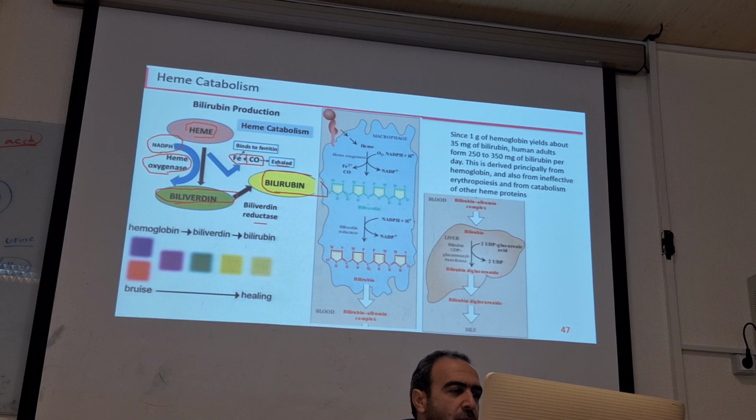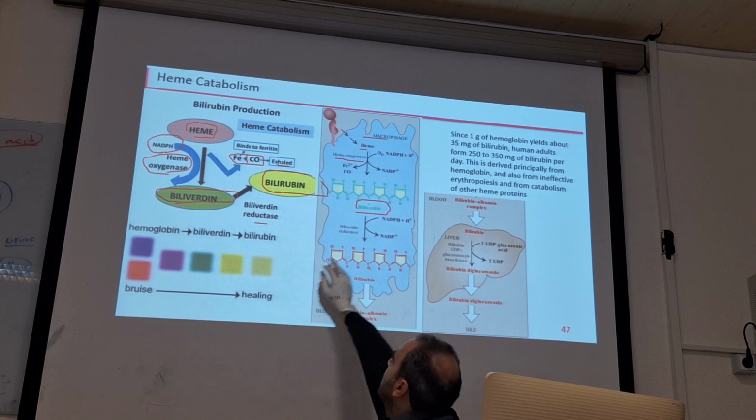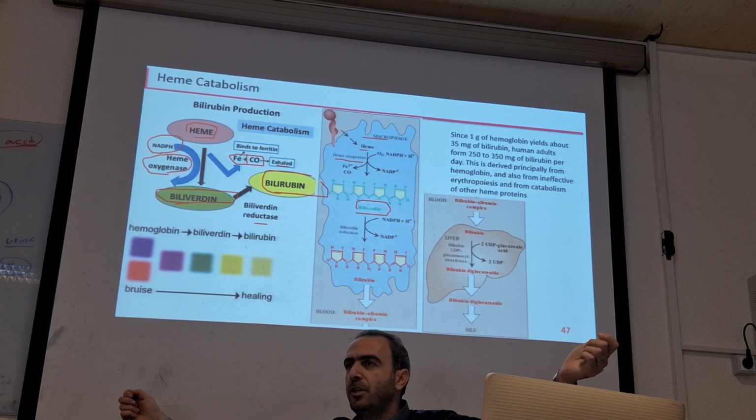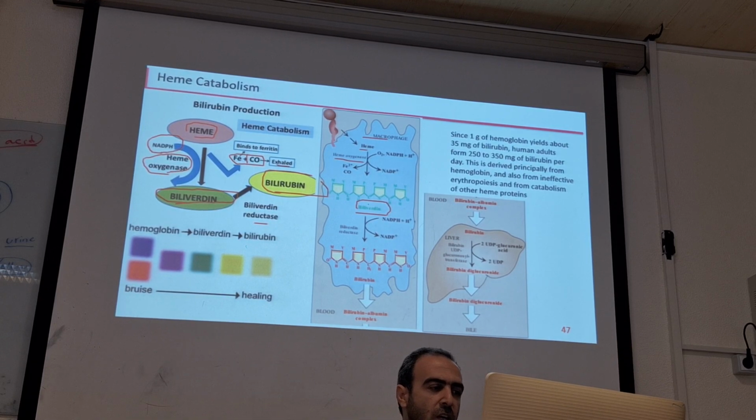So here you can see inside the macrophage, heme oxygenase converts heme to biliverdin. Biliverdin is a linear form of porphyrin. When we open the porphyrin, biliverdin is produced. Then it is converted to bilirubin by reductase. Finally, by albumin, it is transported to the liver.